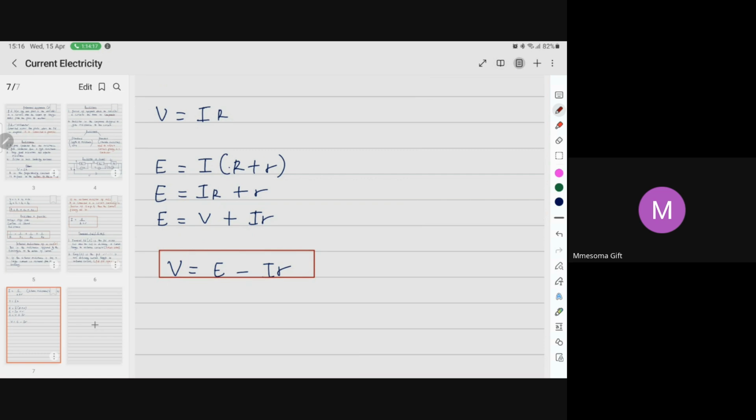So this is the relationship between your terminal voltage, the terminal potential difference, and your EMF, at every point in time. So this is the relationship between the terminal PD, in brackets V, and your EMF E. Right. So that's it.